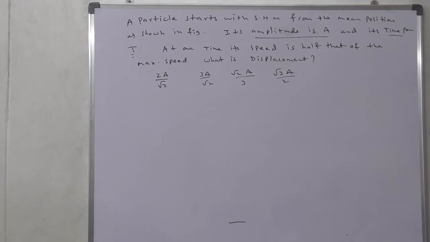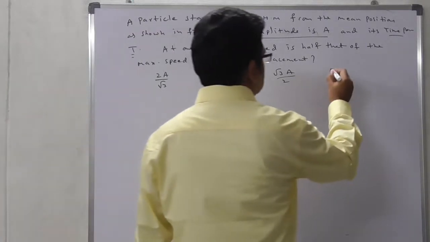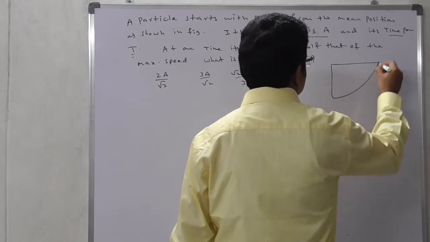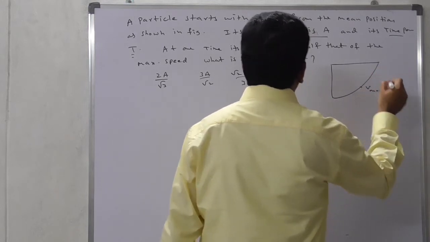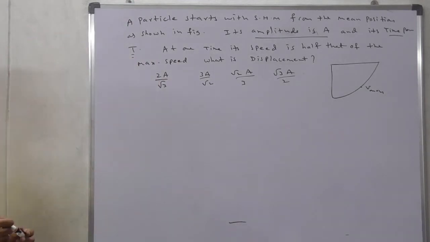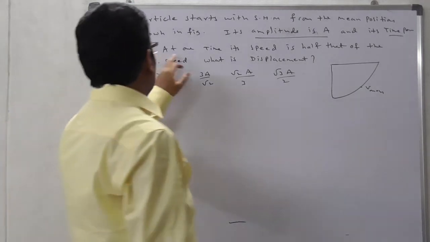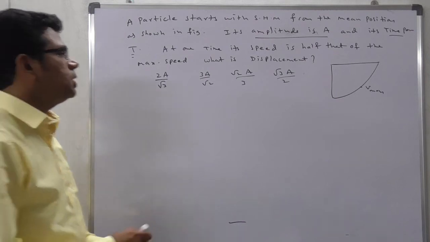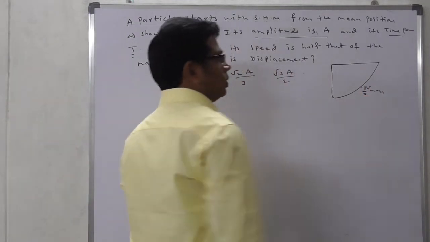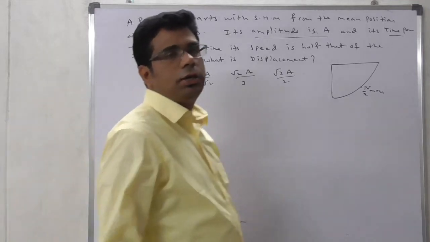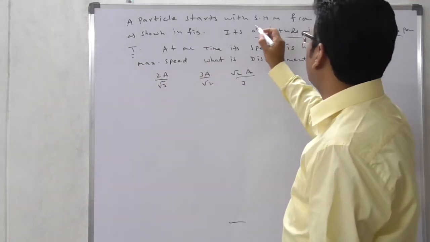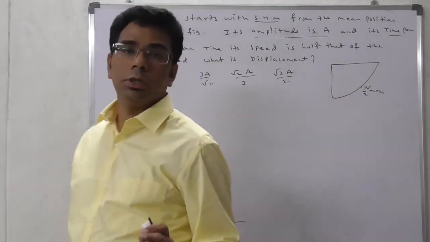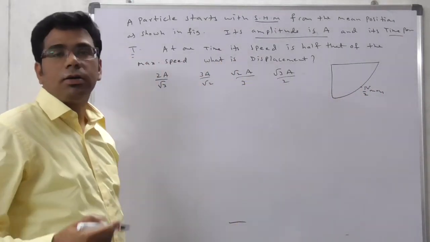Just note it down. A particle starts with SHM from the mean position as shown in the figure. So here is the diagram. Its amplitude is A and its time period is T. At one time, its speed is half of the maximum speed. What is the displacement? So very simple concept. The question is clearly given. The particle performs SHM. The question goes on speed and velocity.